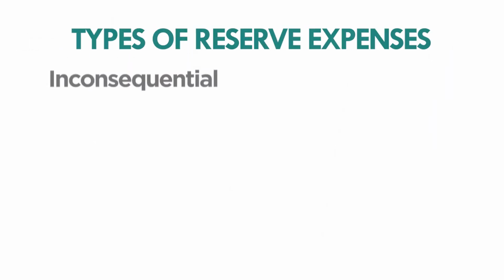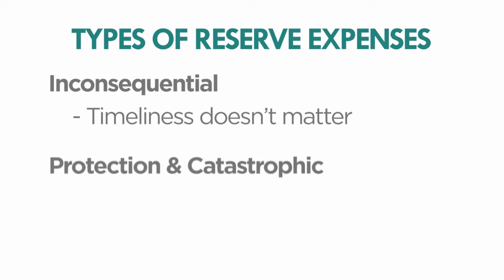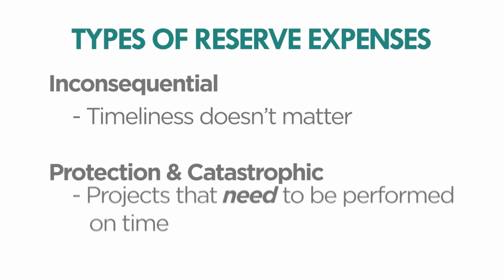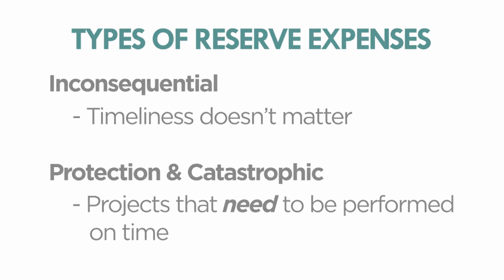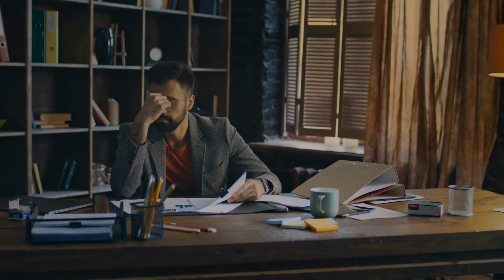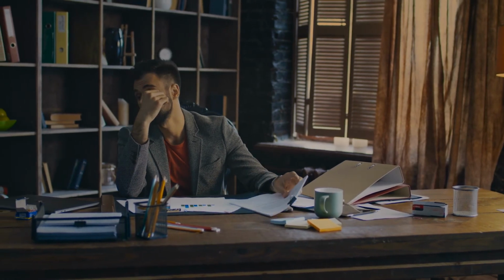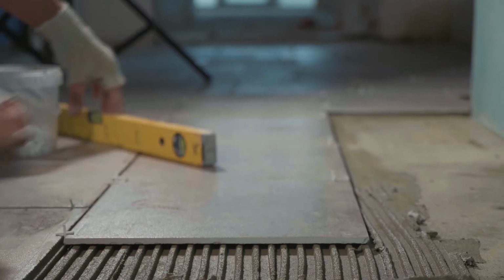So we'll give you a helpful guide and some examples of the 5 types of reserve expenses, all the way from inconsequential, where timeliness doesn't matter, to protection and catastrophic types of projects that need to be done on time. Your reserve study roadmap can help guide you when projects are more expensive than anticipated, or when you have a good opportunity to upgrade an asset when it's time to be replaced. And finally, your reserve study roadmap will help you know if you are on track to have enough reserves, if you know where to look.